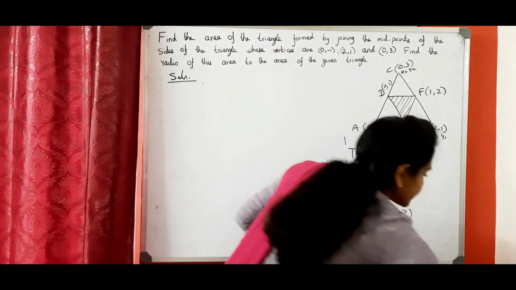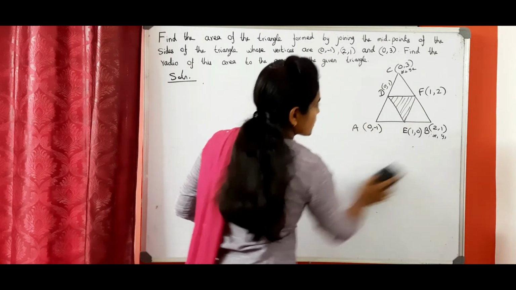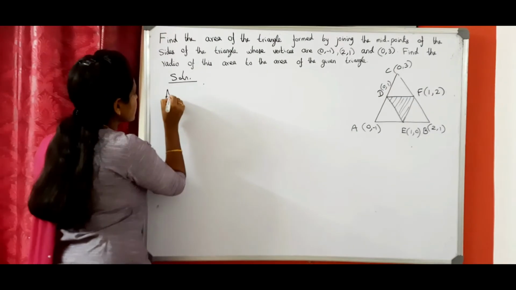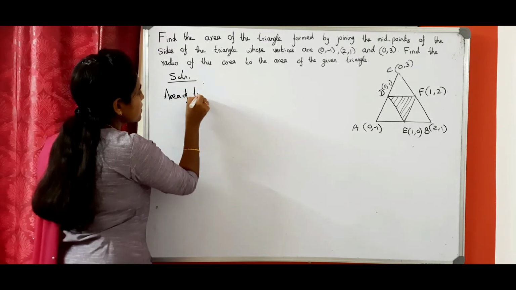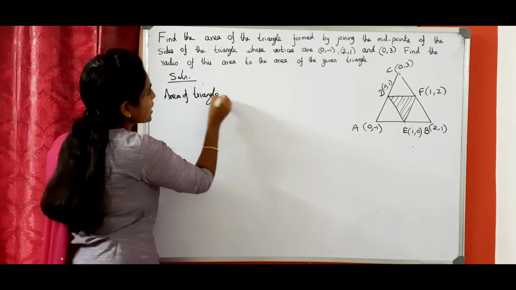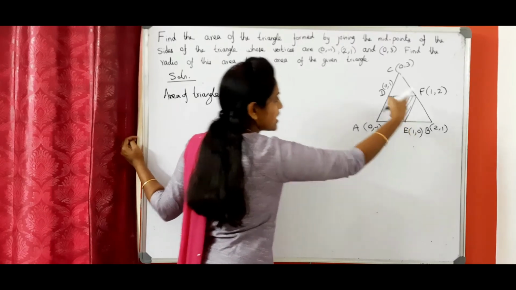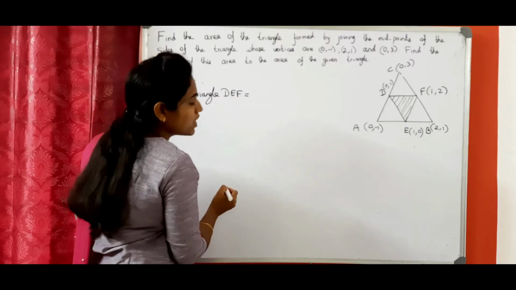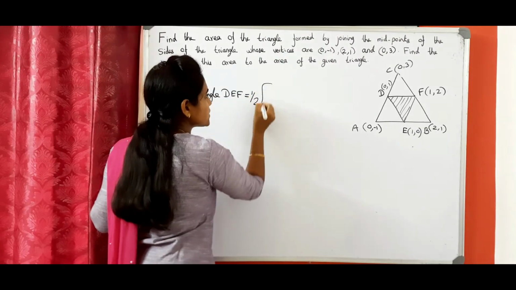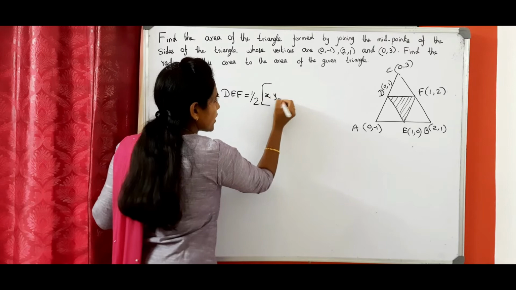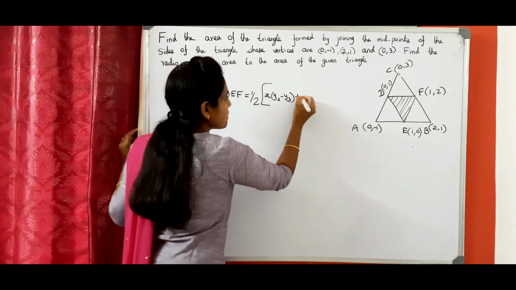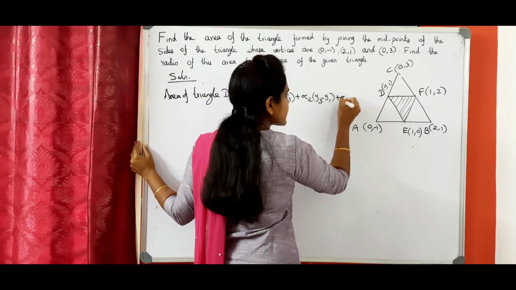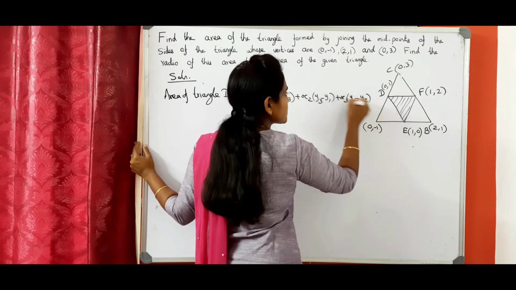Next, we have to find the areas of the triangle. Area of triangle DEF. DEF equal to, what is the formula? 1 by 2 into x1 (y2 minus y3) plus x2 (y3 minus y1) plus x3 (y1 minus y2).